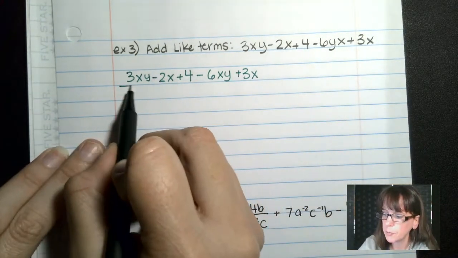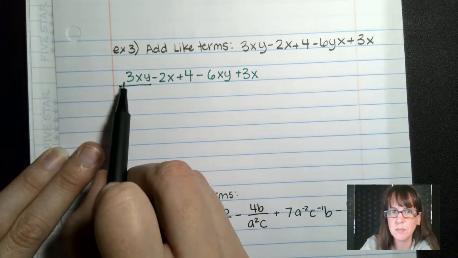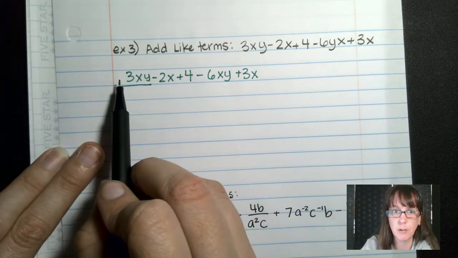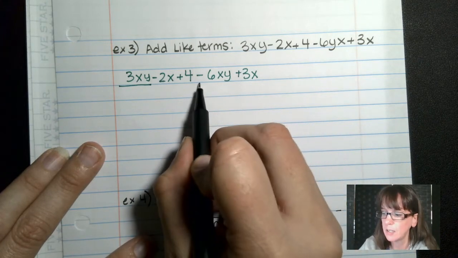So if we have 3xy, and notice I'm circling or underlining in front as well because I want the operation with it.